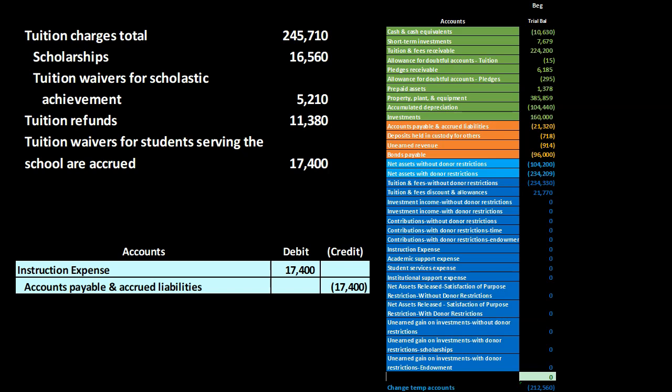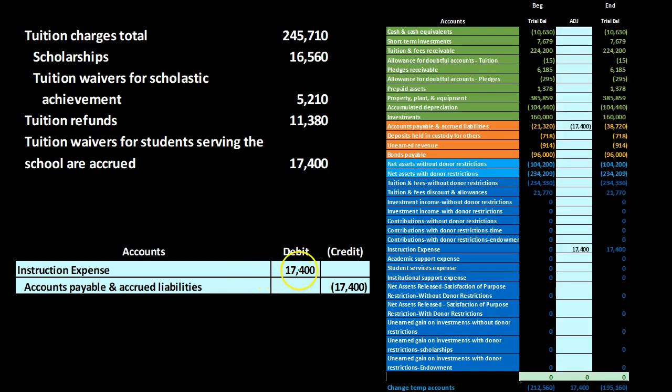Next, we're going to have the amount that's going to be related to the tuition waivers for students serving the school, which are accrued. So we're going to accrue the tuition waiver. We're going to assume that these students are working as basically TAs, and therefore we're going to record their expense in the instruction expense, in the case that we're assuming they're helping the instructors. The credit then is going to go to the accounts payable and accrued liabilities. So this would be very similar to a similar type of an accrual for a normal for-profit type of organization.